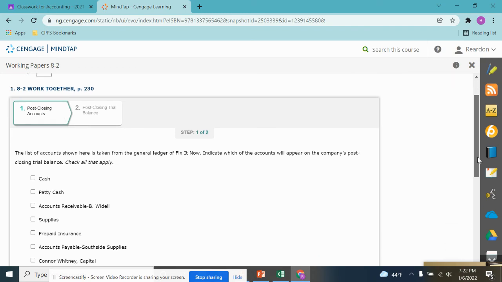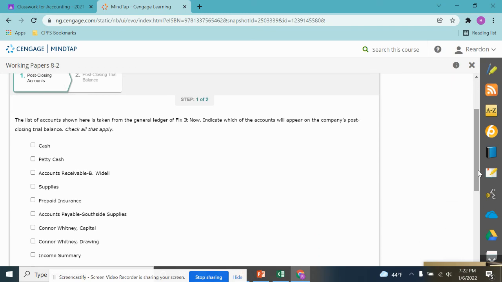It says the list of accounts shown here is taken from the general ledger. Indicate which of the accounts will appear on the company's post-closing trial balance. Check all that apply. Only permanent accounts: cash, petty cash, accounts receivable, supplies, prepaid insurance, all of my assets with debit balances, accounts payable, Connor Whitney Capital, all of my accounts with credit balances.